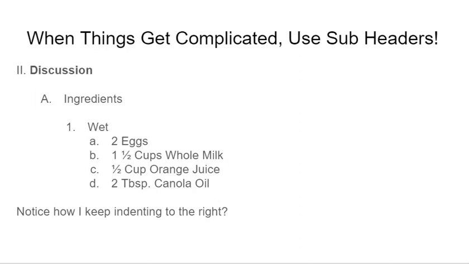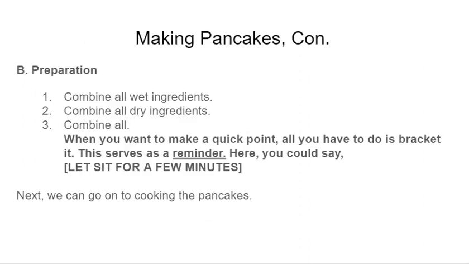Here are the ingredients. Here are the wet ingredients for pancakes: 2 eggs, 1½ cups of whole milk, 1/2 cup of orange juice. For those of you who are saying right now, orange juice, try it. It's delicious. And finally, 2 tablespoons of canola oil. Notice that I keep indenting to the right. You're always indenting to the right because we always read from left to right. Now, I've talked about the wet ingredients, and I've also listed the dry ingredients as well. I didn't do it up above, but we'll assume I've already done that. And I'm going to move on to preparation.